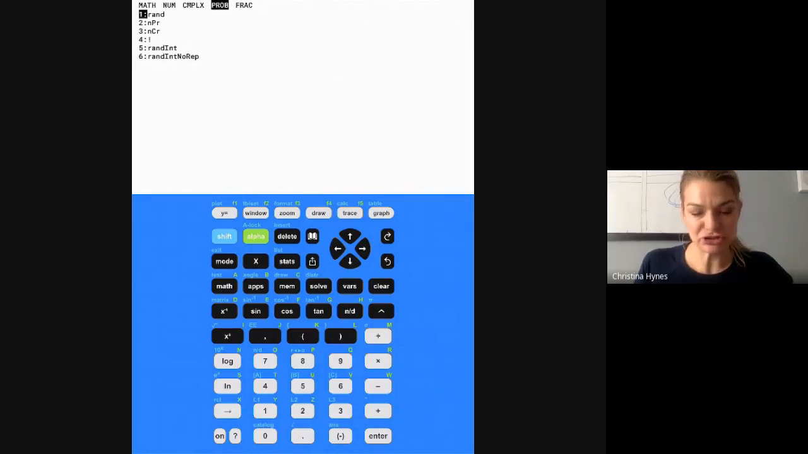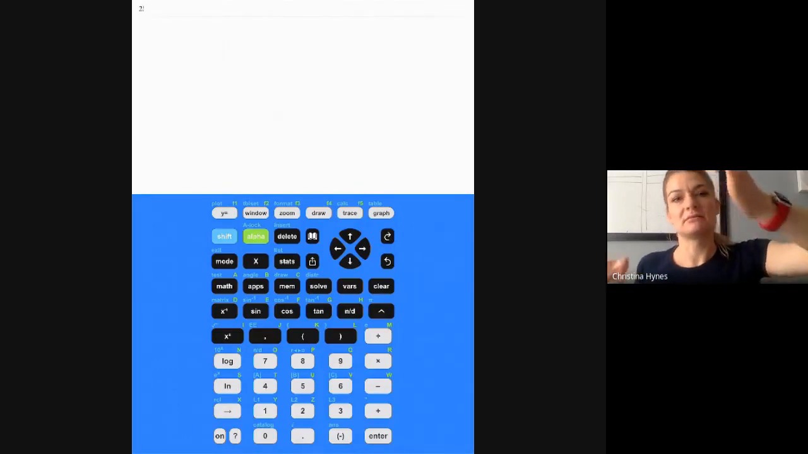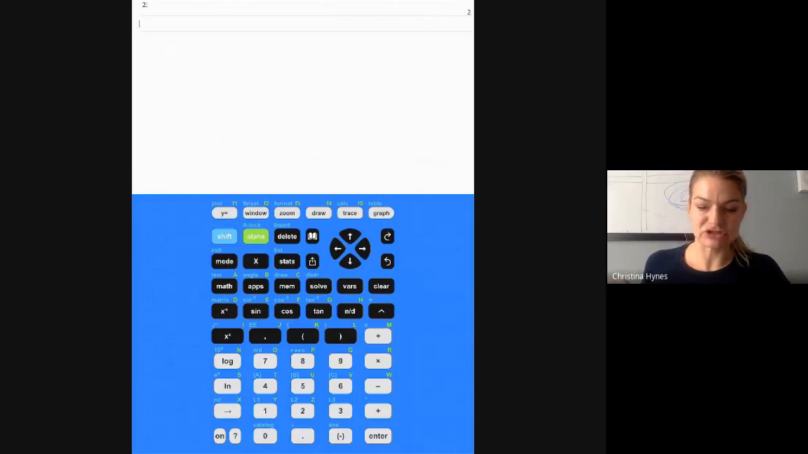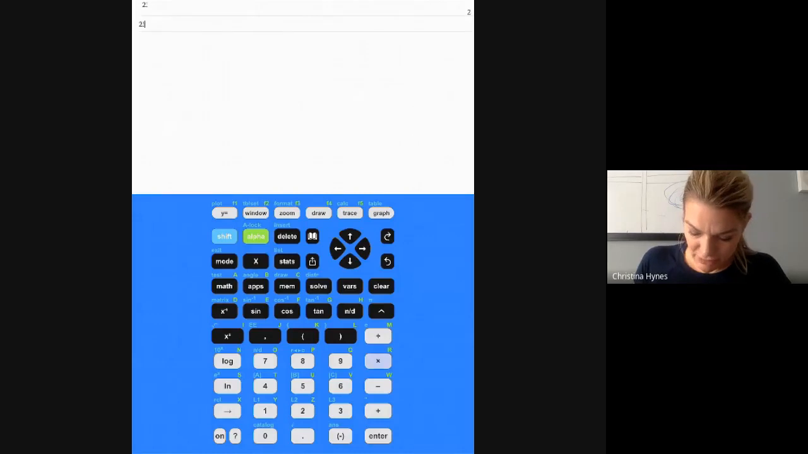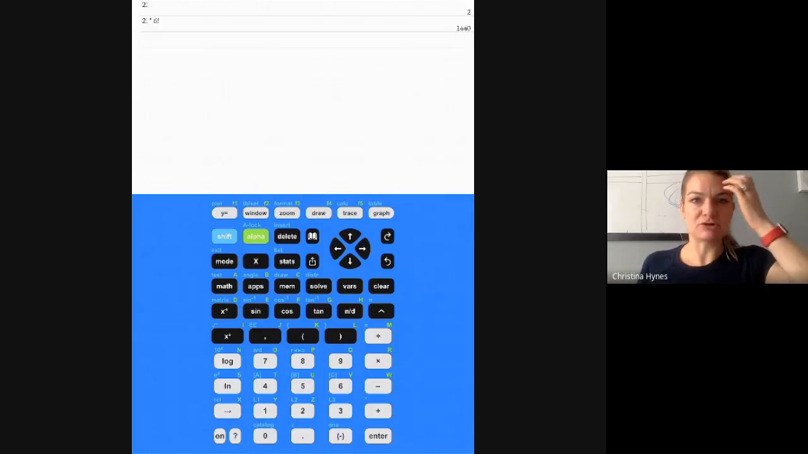We have NPR, number 2, we have NCR, and then we have factorial, which is number 4. So you press number 4, and then you should get this exclamation mark. That just means that you're going 2, then 1, and that's the same thing as 2, right? So I'll just put in the other numbers as well. We have 2 factorial multiplied by 6 factorial. This is just a nice quick way of calculating it without going 6 times 5 times 4 times 3 times 2 times 1, etc. So the answer should be 1440.